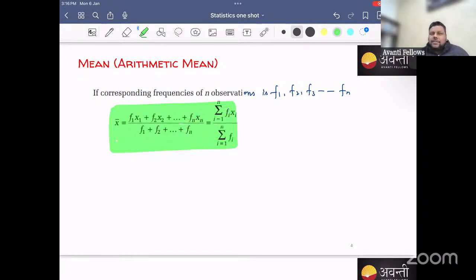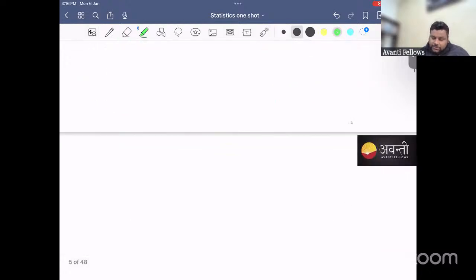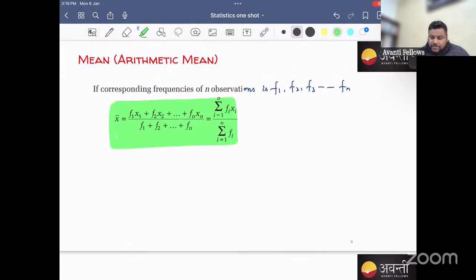So this is no different. If f1 is the frequency of the x1 observation, it means we are writing x1 f1 times, and f2 is the frequency of x2, so x2 we are writing f2 number of times. Understood? So that is how we do it. Got it? So this is the mean, or arithmetic mean. I hope I have made my point clear.